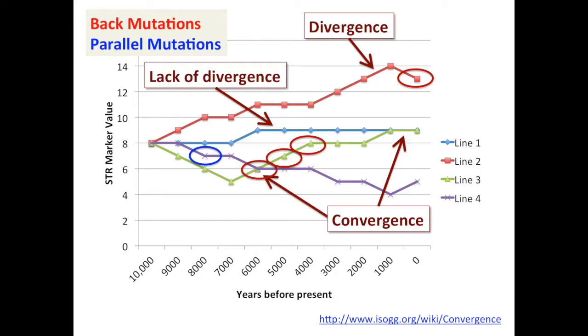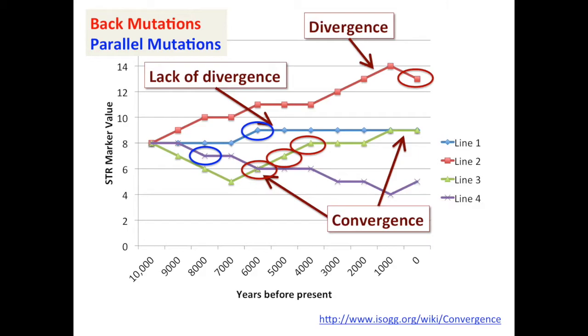So these are back mutations. Parallel mutations would be these blue ones here. So here, for example, is a parallel mutation. In the purple line, it goes from 8 to 7 at this point in time. In the green line, it goes from 8 to 7 at this point in time. So it's a parallel mutation that occurs at different time points, but it's still a parallel mutation. And here's another one, a value from 8 up to 9, and another one here, a value of 8 up to 9. The same mutation happening in parallel in different lines of descent.